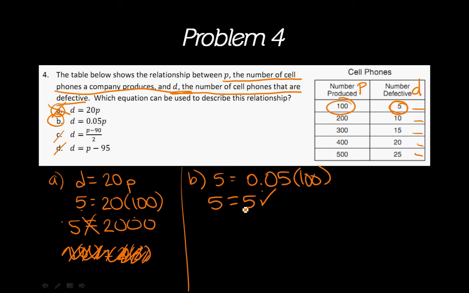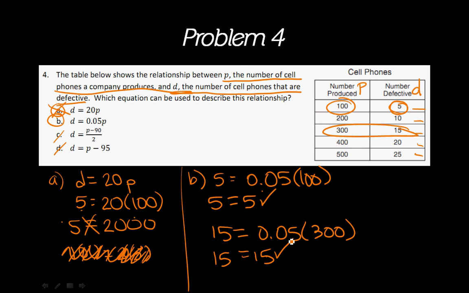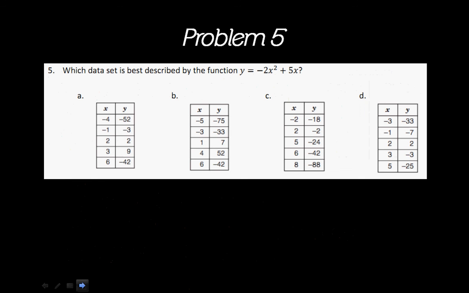Okay, so I'm going to do one other point just to be on the safe side. We'll do this one right here. So you have 15 equals 0.05 times 300. And if you do it in the calculator, 0.05 times 300 is 15. And 15 does equal 15, so that works. So B is definitely your right answer. Again, you need to go through all of the points on the day of the test and just make sure that they work. And you need to go through all of the answer choices just to be sure that you're not missing anything. And then the last problem on here is number 5.